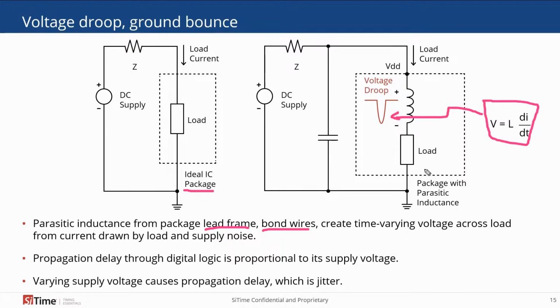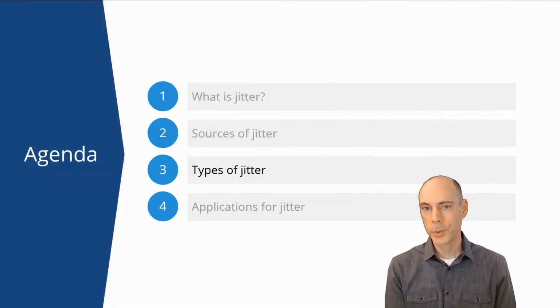Because it's a time-varying voltage across the load, if there are any transistors in that load, the propagation delay of a signal passing through the transistor is actually a function of that voltage. And if that voltage is varying in time, the propagation delay is also going to vary in time. That's just another way that we can define jitter. We can consider jitter to be the variation of propagation delay. So any variation of voltage across this active device or transistor is going to create jitter as well. So those are some common sources of jitter.